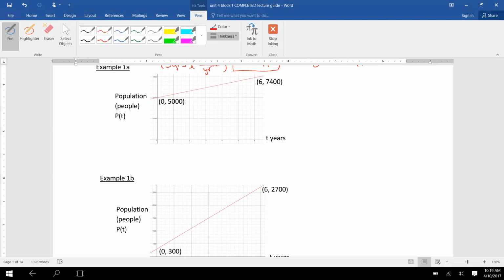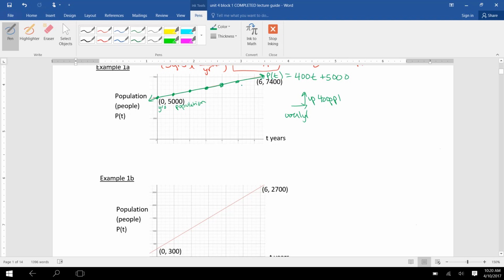So for example, P of t equals 400t plus 5,000 is the population function. It has a y-intercept of 5,000, saying at year 0, the population is 5,000 people. And then it goes over 1 year, up 400 people. Every year, it increases 400 people. Over a year, up 400. Over and over and over.